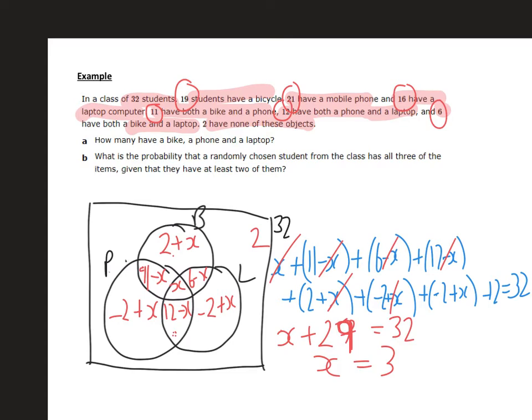So I can answer that first bit. How many have a bike, a phone, and a laptop? Well, there's 3. So I can now fill in all those numbers. If X is 3, 11 minus 3 is 8. 6 minus 3 is 3. 2 plus 3 is 5. Minus 2 plus 3 is 1. 12 minus 3 is 9. Minus 2 plus 3 is 1. So I've got all the actual numbers now.